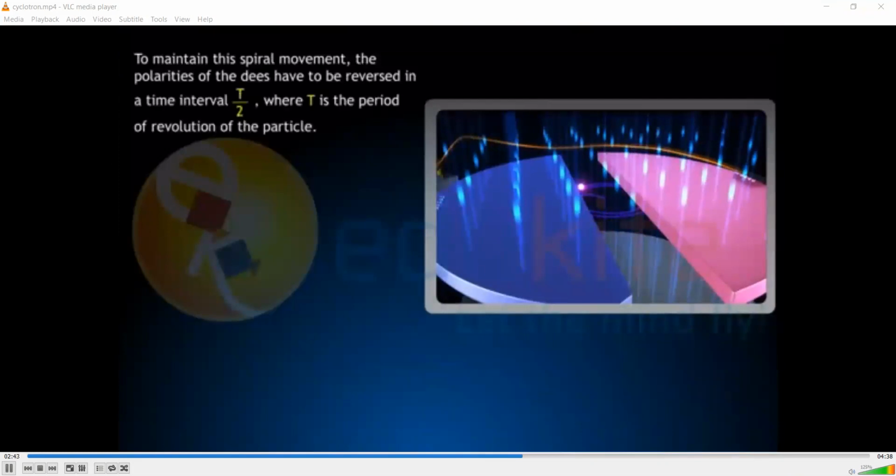To maintain this spiral movement, the polarities of the Ds have to be reversed. So this is an important point, guys. The polarities will get reversed. Now the question is, within what time interval are we supposed to change the polarity? Please write it down. To maintain the spiral movement, the polarities of the Ds have to be reversed in a time interval of T by 2, where T is the time period of the revolution.